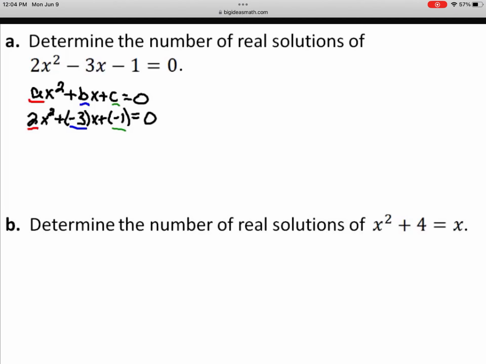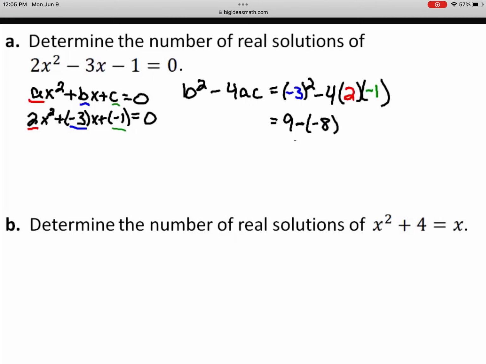Use the value of the discriminant to determine the number of real solutions of the quadratic equation. The discriminant is b squared minus 4ac. Substituting 2 for a, negative 3 for b, and negative 1 for c, you get the quantity negative 3 squared minus 4 times 2 times negative 1. The quantity negative 3 squared is 9, and 4 times 2 times negative 1 is negative 8.